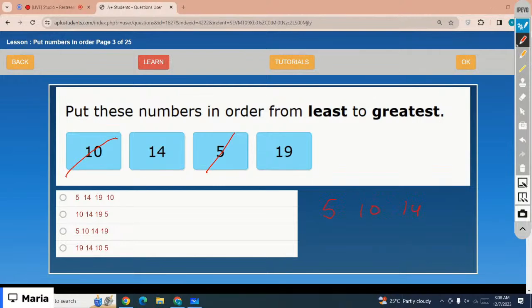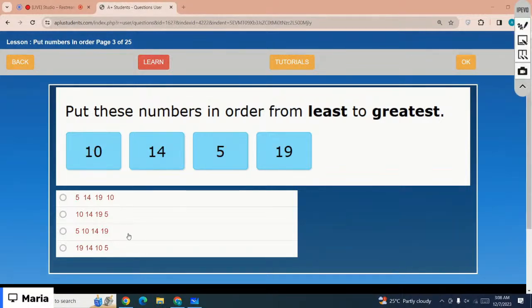So which is the correct option? They are 5, 10, 14, and 19. So the correct option is option number 3. 5, 10, 14, and 19, right?